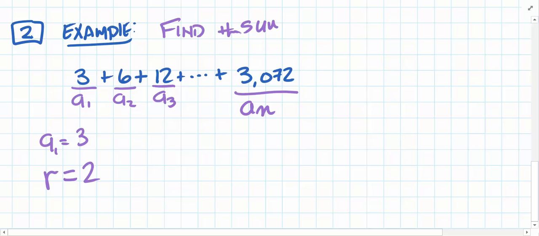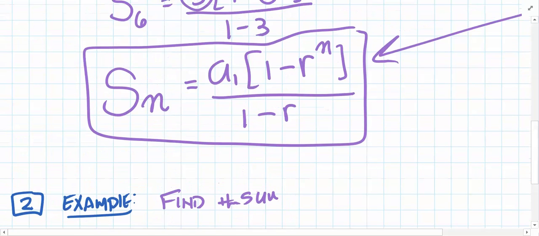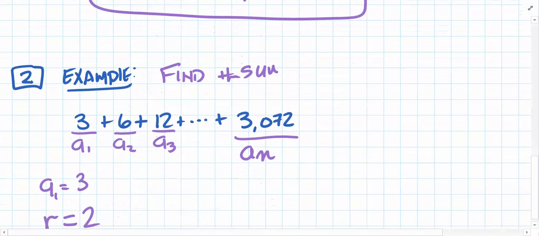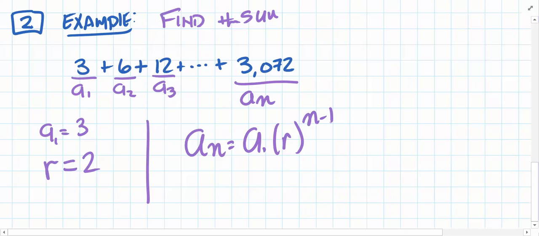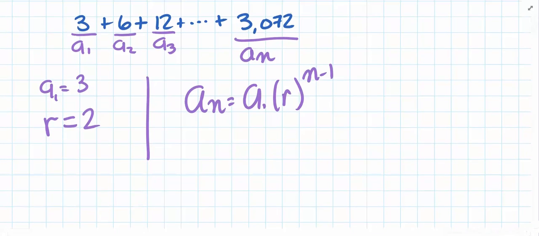Because the formula calls for the n right here. I don't know how many terms I'm adding up, right? I need to know the number of terms. Is there a way that I could get this? Of course there is. I could use the explicit formula for a geometric sequence, right? So it says this: a sub n is a sub 1 r to the n minus 1, right? I can use that. I'm interested in knowing how many terms are in this sequence so that I can add them up, right?